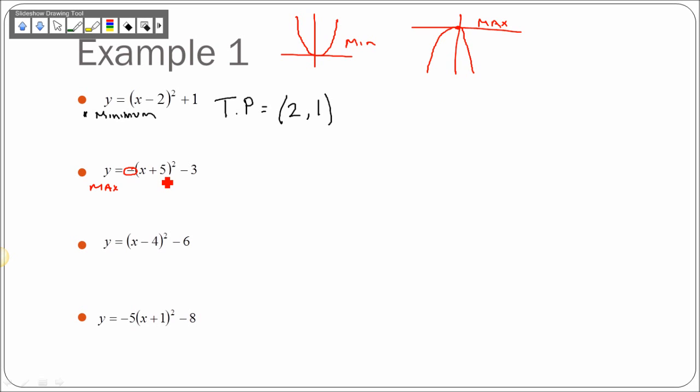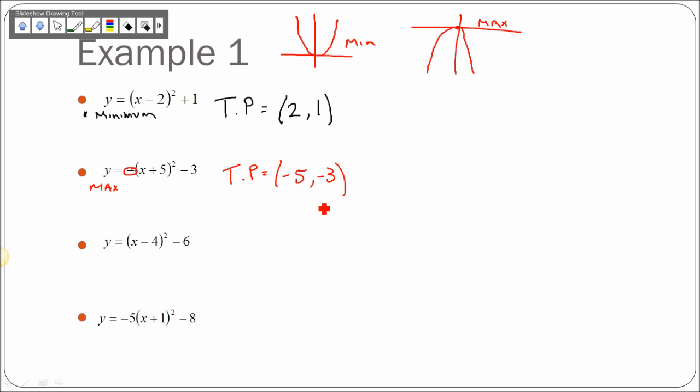Well, the turning point in the normal graph used to be 0, 0, but it's being changed twice again. First of all, it's being moved towards the left 5 units, and it's being moved down 3 units. So the turning point is going to be, if we move to the left, remember that's negative numbers, so it's to the left 5 units, and it's going down 3 units.